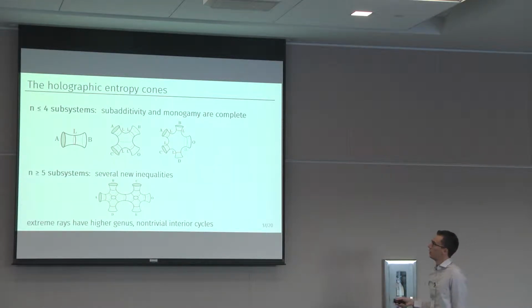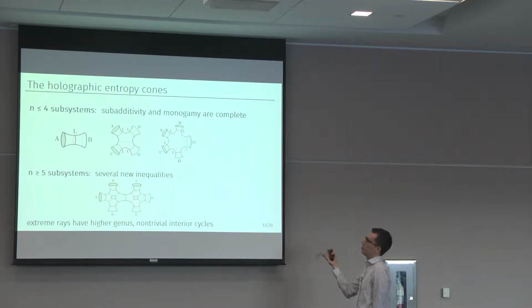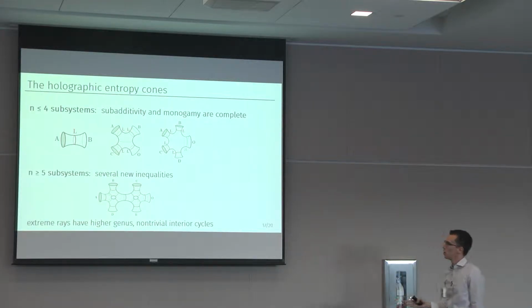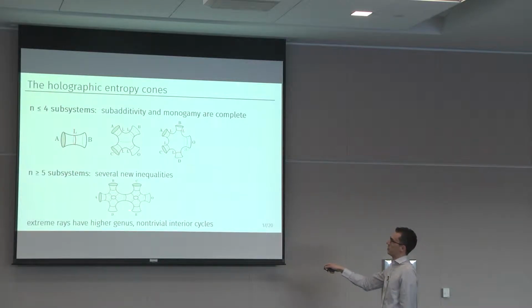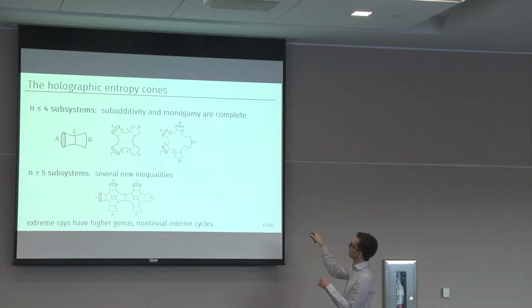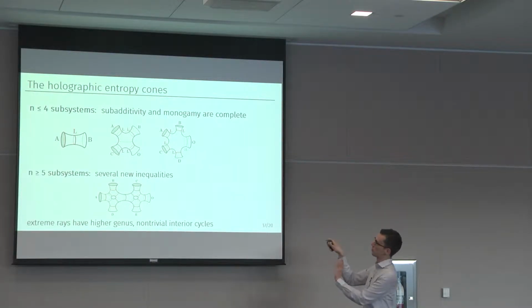For more than 5 subsystems, we found several new inequalities. In general, we don't know the story. We found several interesting features, for example, we need geometries that have some higher genus, so these kind of star-like things that have an empty bulk. And I guess those would correspond to graphs that are just stars.